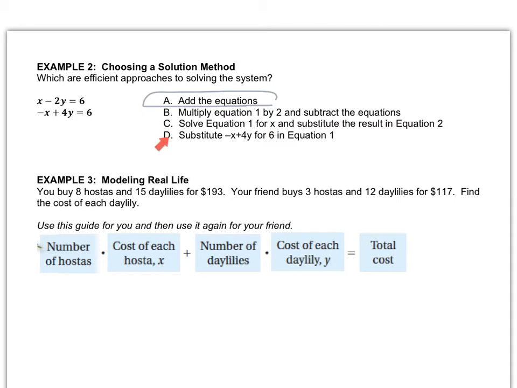And letter D, same reason: substitute negative x plus 4y for 6 in equation 1. Last lesson I said, well, if they both equal 6, then they must equal the same thing. So you could set this piece equal to this piece, but you're still going to have two variables, so it really actually doesn't help you do anything. The goal is to eliminate a variable.